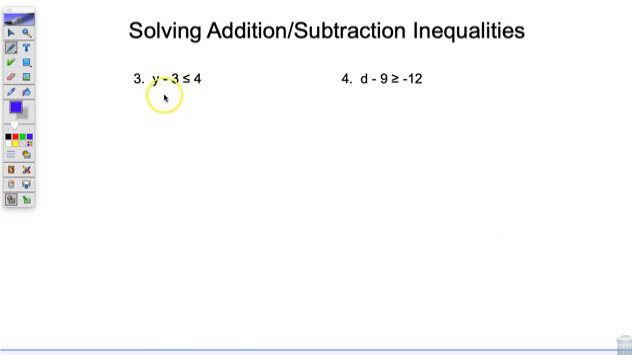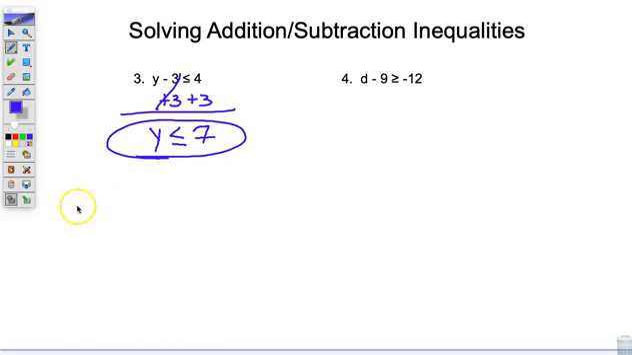y subtract 3. Let's do the complete opposite and add 3 to both sides. These cancel, and y is less than or equal to 7. When you draw your graph, it can be just as simple as this. Always show where 0 is. Positive 7 is somewhere down here. We are using a closed circle, and it says y is less than or equal to 7. Where are numbers less than or equal to 7? That would be to the left.